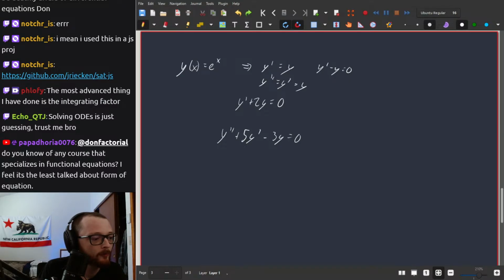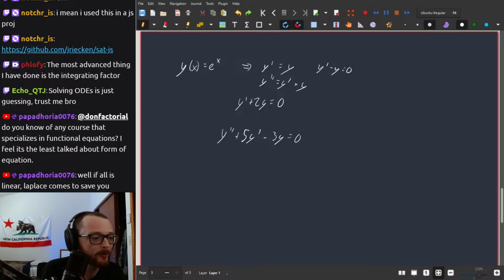Do I know of any course that specializes in functional equations? It's the least talked about form of equation. No, it feels like more of a competition thing, because I don't know when they really get applied often. We could do a Google search after this.